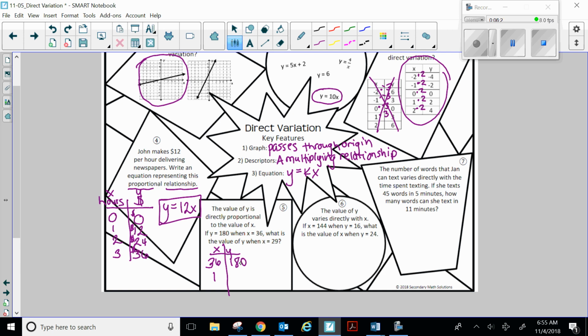So if 36 is 180, I'm going to divide 36 by 36 to get 1. That means I'm also going to do 180 divided by 36, and this is going to give me my unit rate of 5.